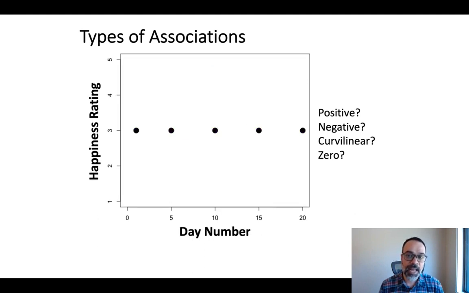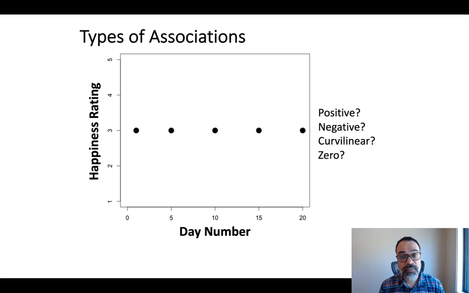And then we might have just a zero or null relationship. So we might just ask people every day for a week how happy you are, and as the week goes on, there might not be any difference, so this would be a zero relationship. So these are different kinds of association relationships that we could talk about: positive, negative, curvilinear, zero.